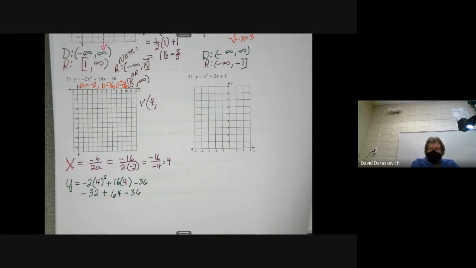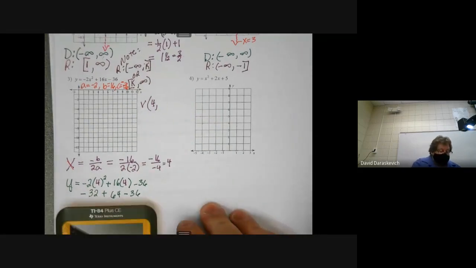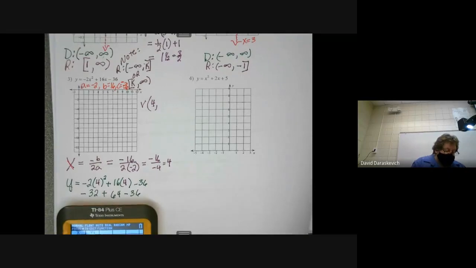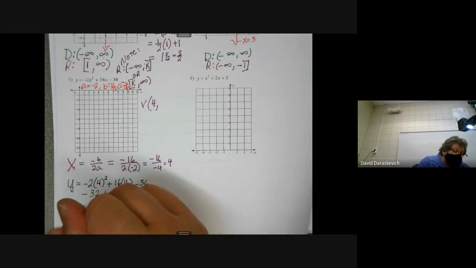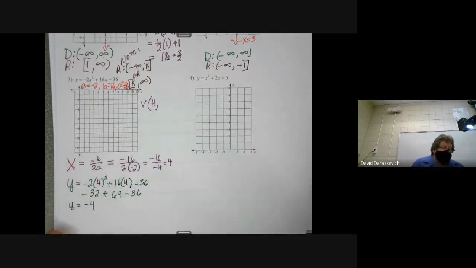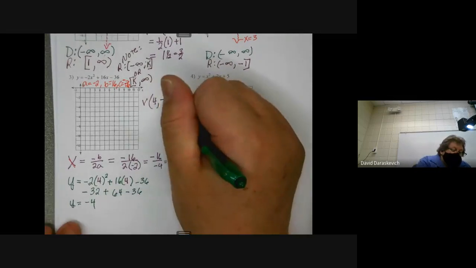It's pretty early in the morning, and I haven't had all my coffee, so I'm going to use a calculator, because I know I'd probably screw this up. Negative 32 plus 64 minus 36. Negative 4. Okay, so my y equals negative 4.